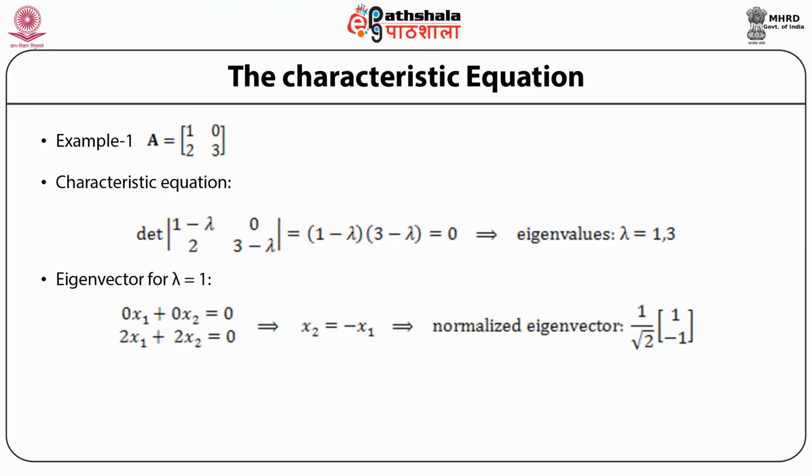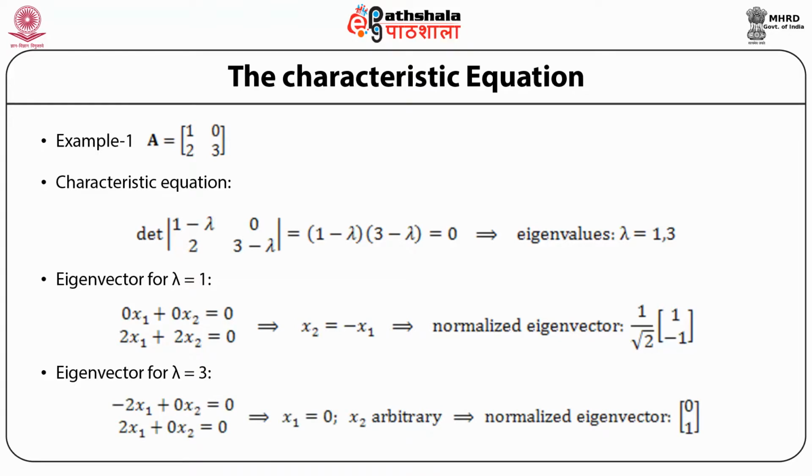2 times x1 plus 2 times x2 is equal to 0, which implies x2 is equal to minus x1. So the normalized eigenvector is given by 1 by square root of 2 into the column vector 1, minus 1. Now the eigenvector for lambda equal to 3 can be found using the equations minus 2 times x1 plus 0 times x2 is equal to 0, 2 times x1 plus 0 times x2 is equal to 0, which implies that x1 is equal to 0 and x2 is arbitrary. So the normalized eigenvector will be the column vector with the elements 0 and minus 1.